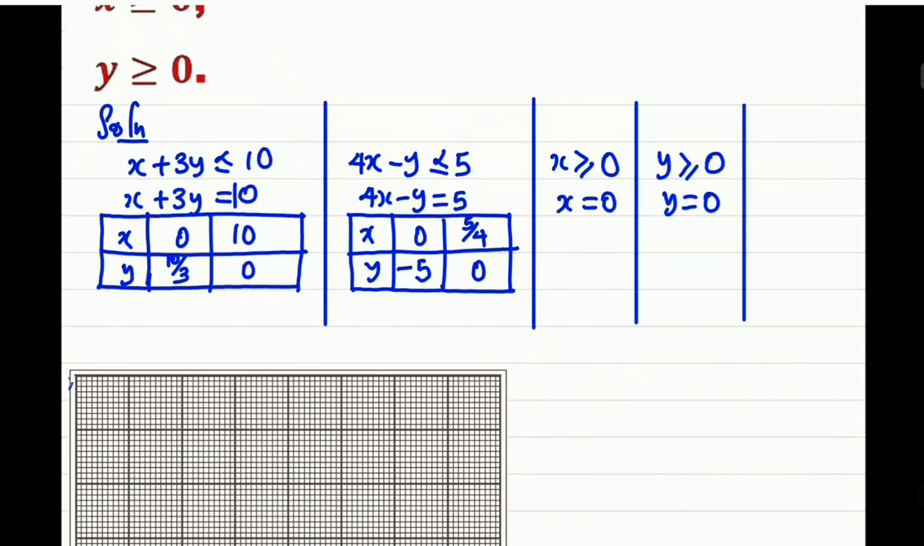Coming to the first constraint, since it's an inequality in two variables, we have the coordinate 0, comma, 10 over 3, which should be 3.3 to 1 decimal place. Then we have 10, comma 0. Then we have 0, comma minus 5. Then 5 over 4 is 1.25, so let's say 1.3 to 1 decimal place, comma 0. Now we have our intercepts, so we have everything we need to draw our graph. Let's go further to draw our graph.